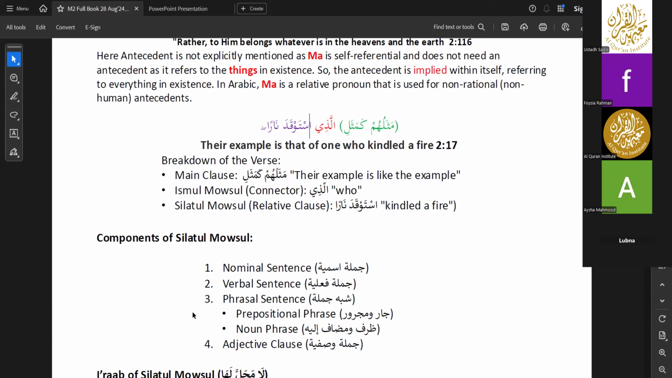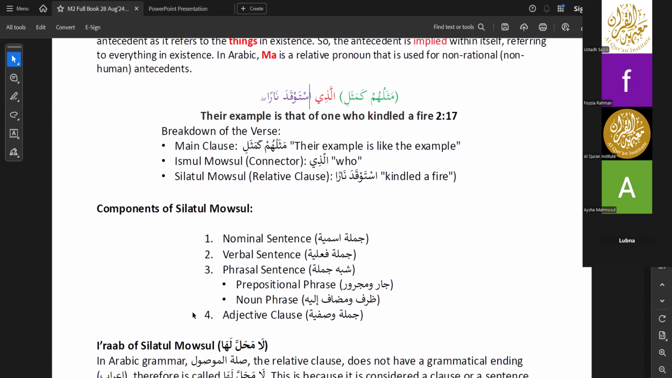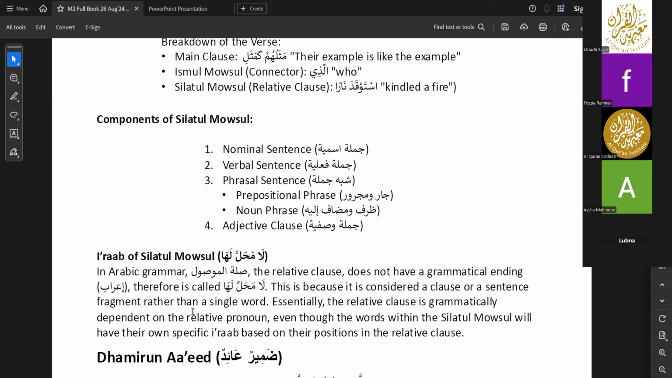All these examples we have been going through show the Jumlatul Mawsul structure. Obviously Ismul Mawsul will have a connection, connecting to a subject before it. But Jumlatul Mawsul is Allazi istawqada naran. That is Jumlatul Mawsul. This is so important. When you understand this, when you read the Quran, it will be much clearer to you. This is the structure of Jumlatul Mawsul.